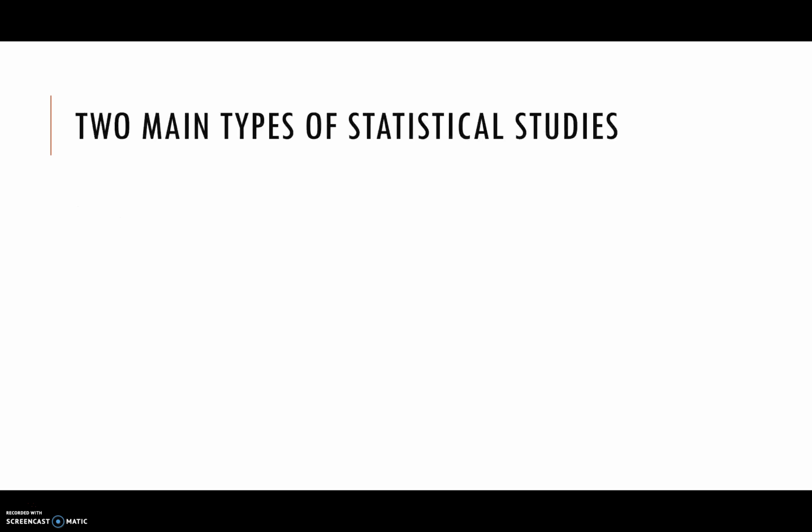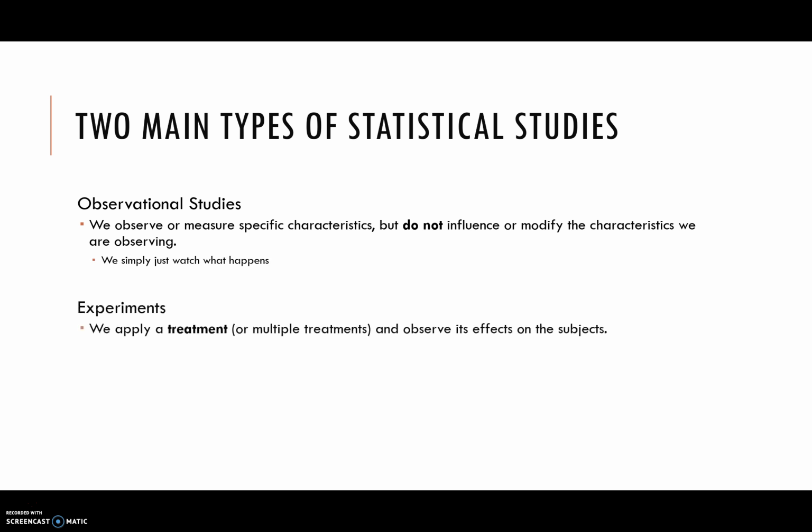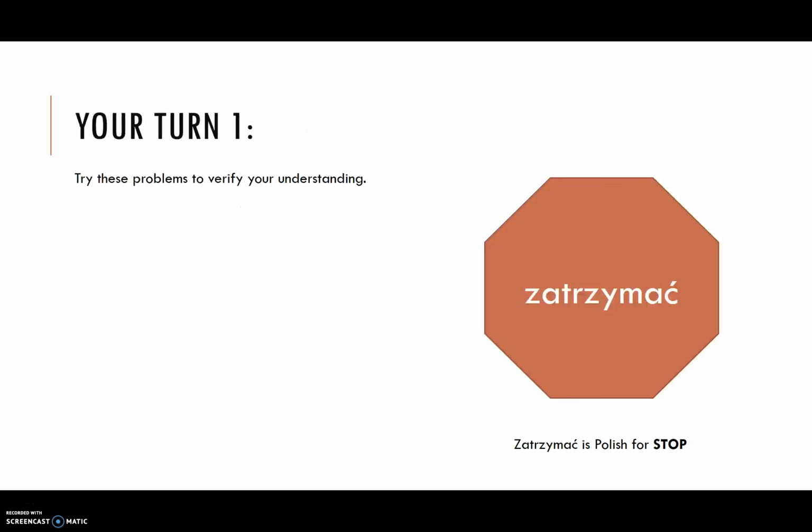There are two main types of statistical studies. Observational studies, which are where we simply observe or measure specific characteristics, but we do not influence or modify the characteristics that we're observing. We are just watching what happens. And then there's experiments, where we apply a treatment, or sometimes multiple treatments, and observe its effects on the subjects. This one, we are actually manipulating something.